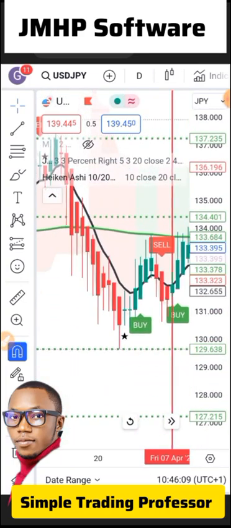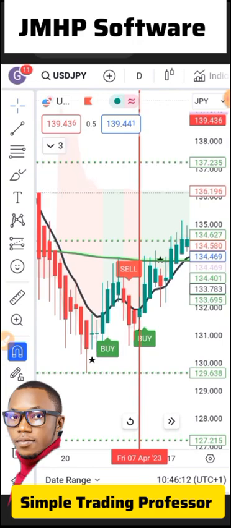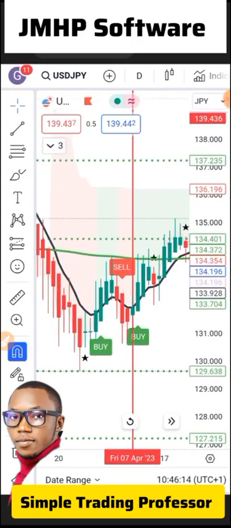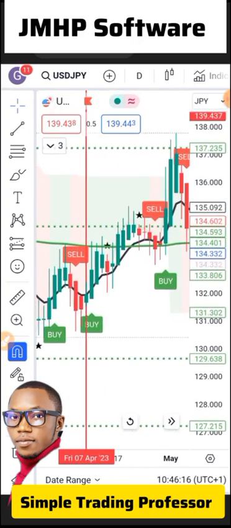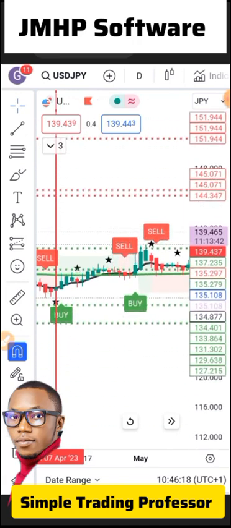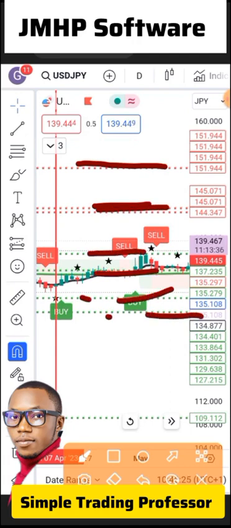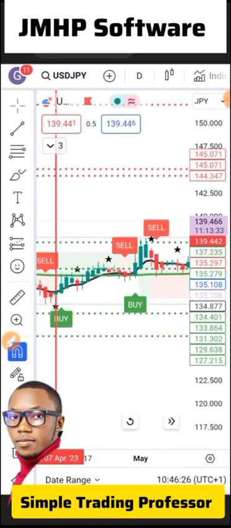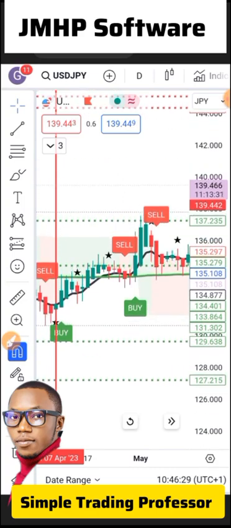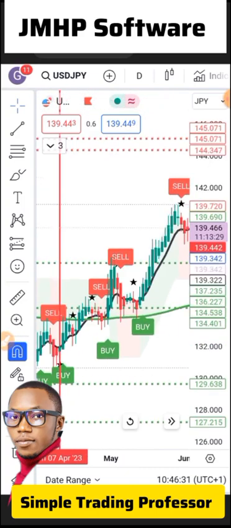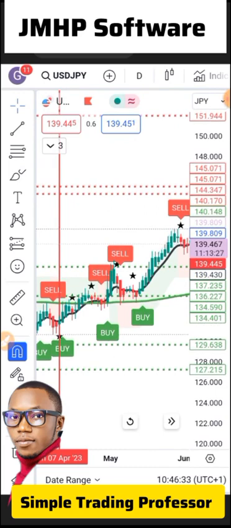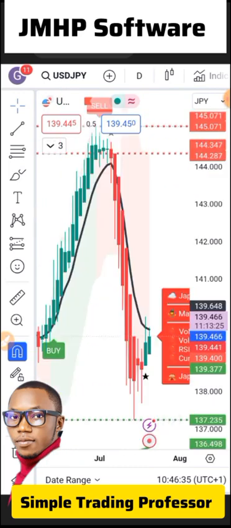Now, what else do we have on the software? We have the auto support and resistance line. These are the green lines and the red dotted lines you see on your screen. It marks resistance line and support line, and when it is broken, it lets you know it is broken. It creates a new support or a new resistance line for you to use as take profits while you trade.